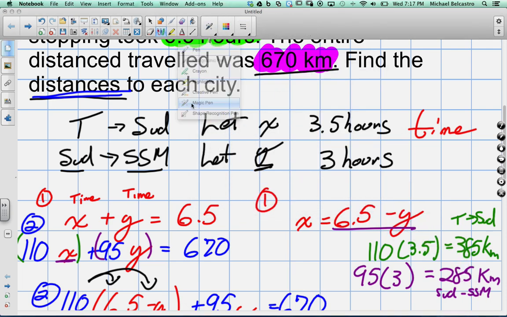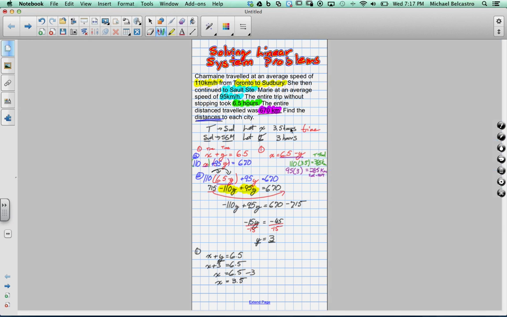So not only do we have to solve this linear system, we just have to put in some extra work because they weren't looking exactly for what we had to set our variables equal to. Okay?